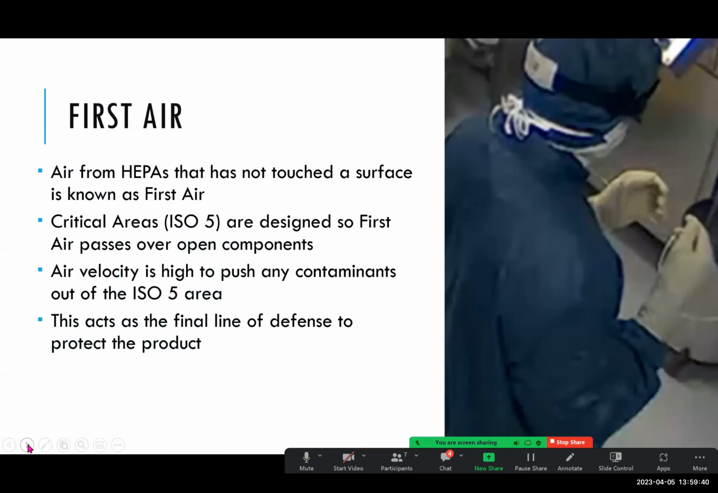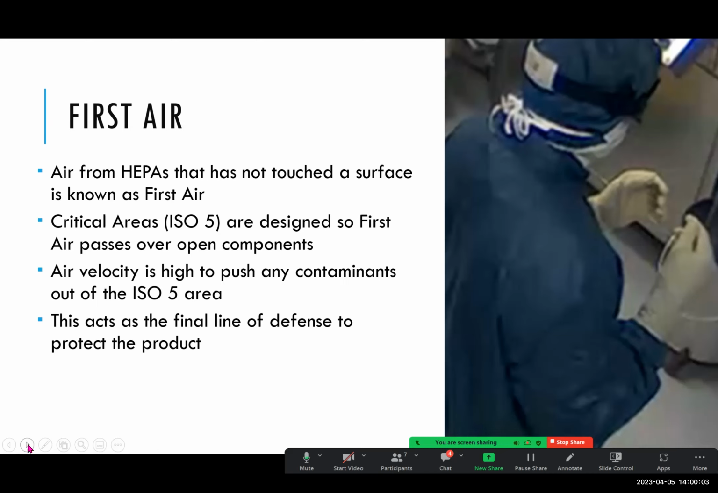So first air is air that has come from a HEPA, from our high efficiency particulate air filters in the ceiling, that has not touched any other surface. That's known as first air. We say first air because the first thing we want that air to touch is our fingertips.